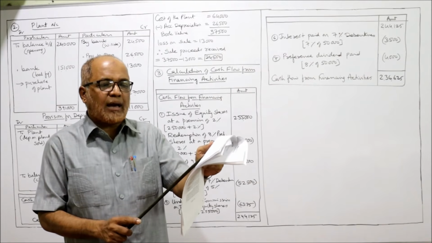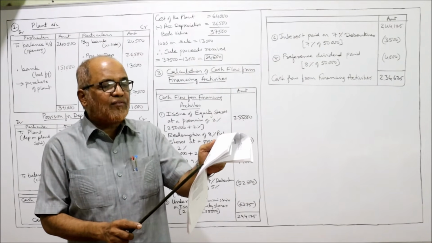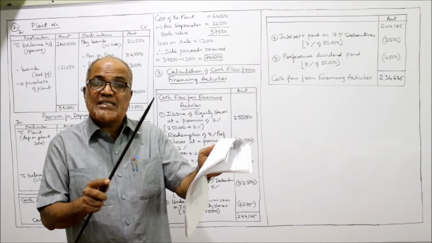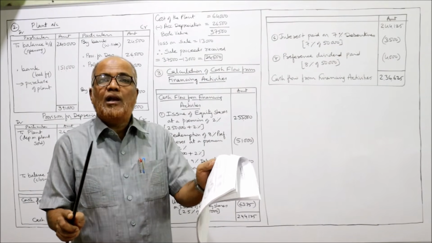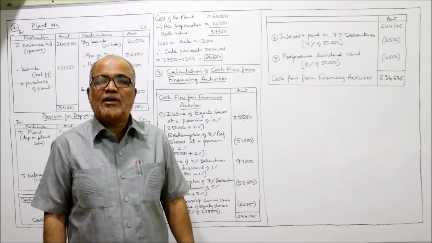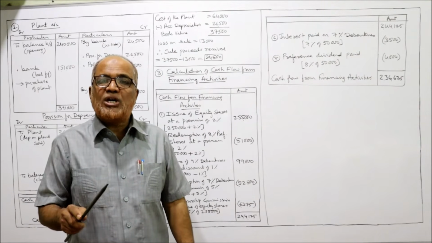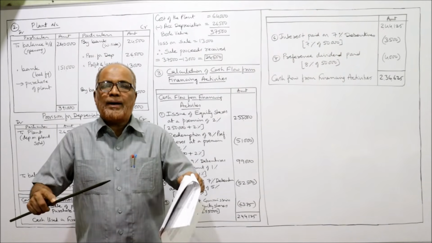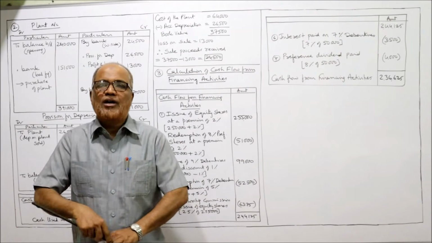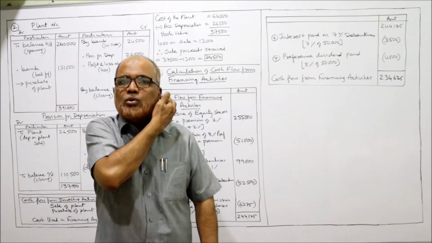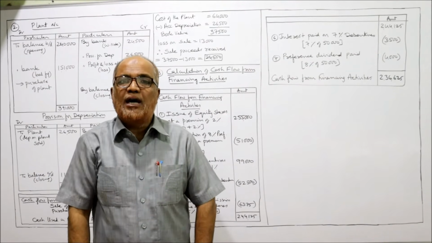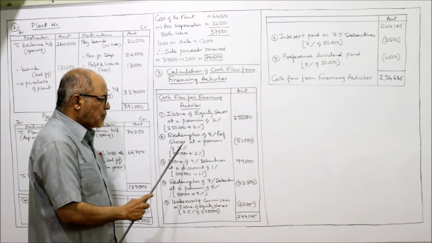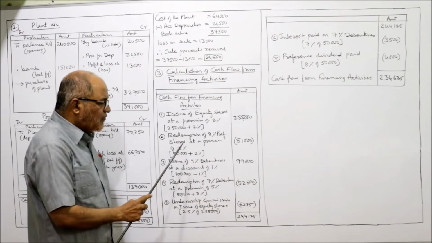8% preference share capital. Last year 50,000 preference share capital was there. Current year nil. No preference share capital. That means preference shares were redeemed during the year. During the year, the company has redeemed the preference shares, returned the amount to the preference shareholders. So here second, redemption of 8% preference shares at a premium of 2%.